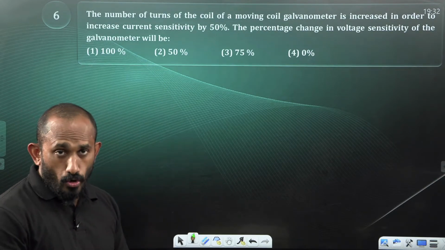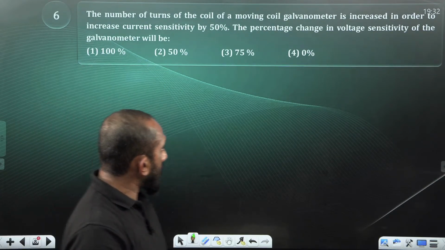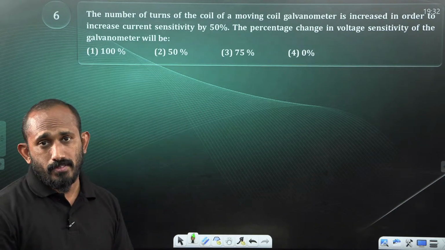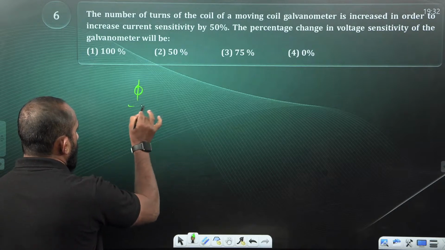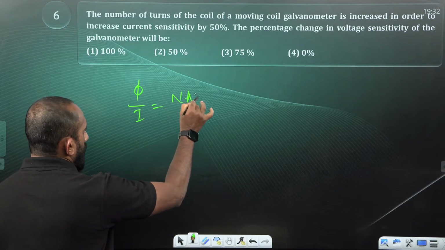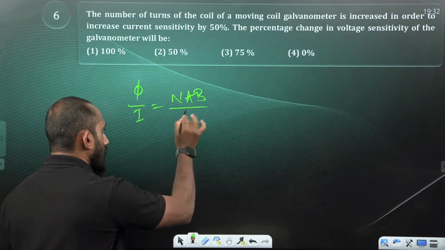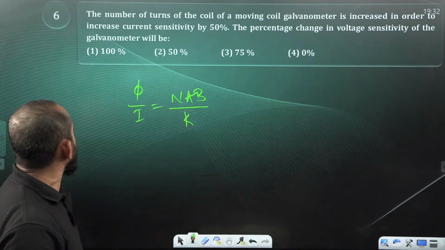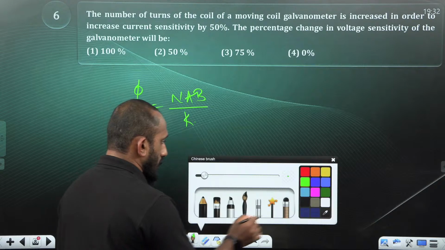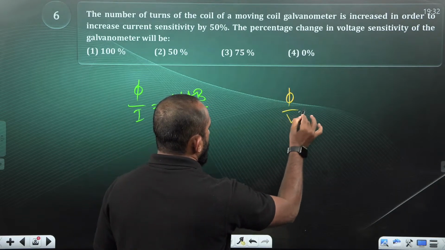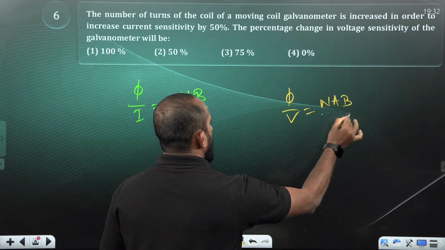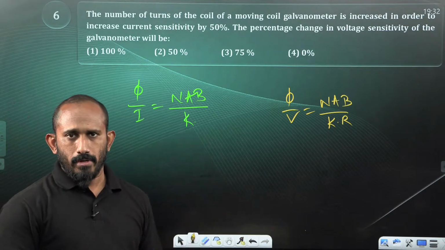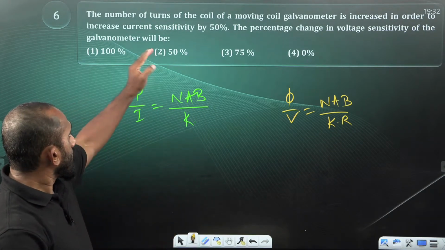The number of turns of the coil of a moving coil galvanometer is increased in order to increase the current sensitivity by 50%. You know the current sensitivity equation, phi by I is equal to NAB by K. Then the percentage change in voltage sensitivity of the galvanometer will be. Voltage sensitivity has the equation phi by V is equal to NAB by K times R. Actually it's a mixed combination with the moving coil galvanometer also.